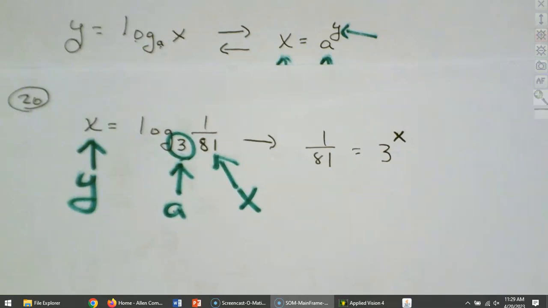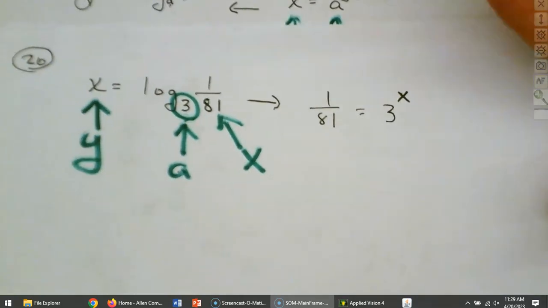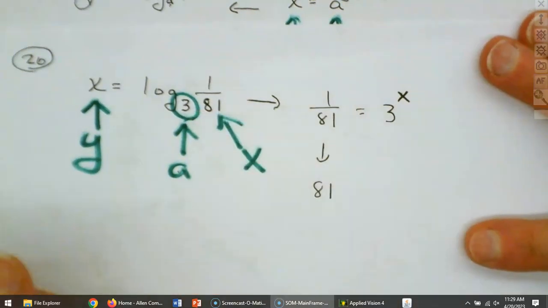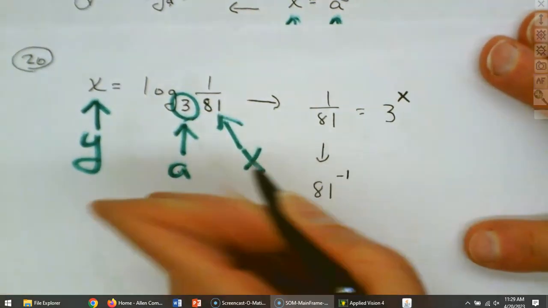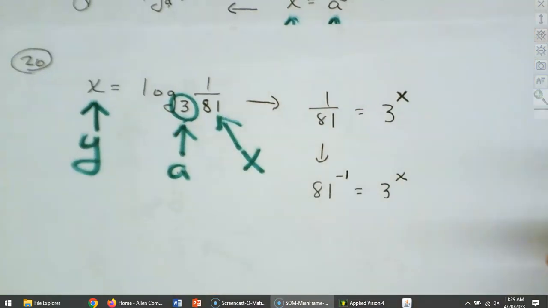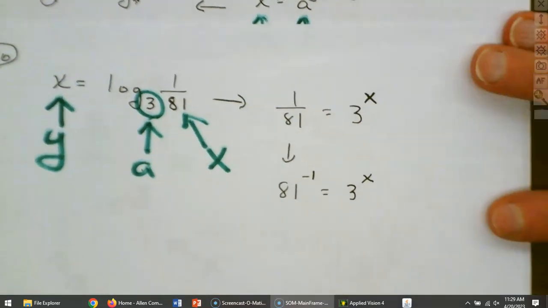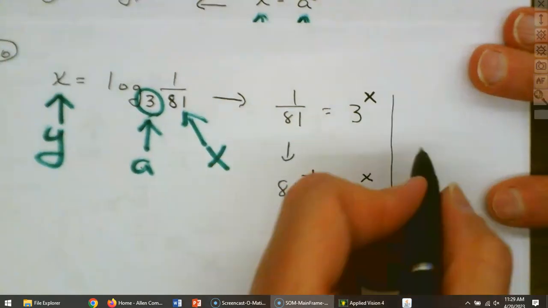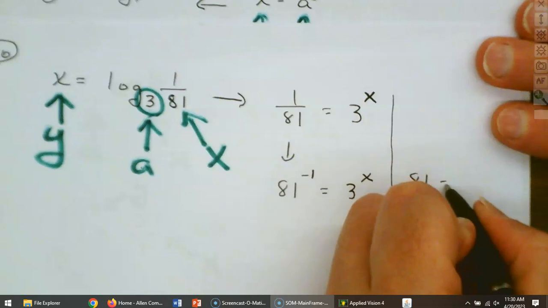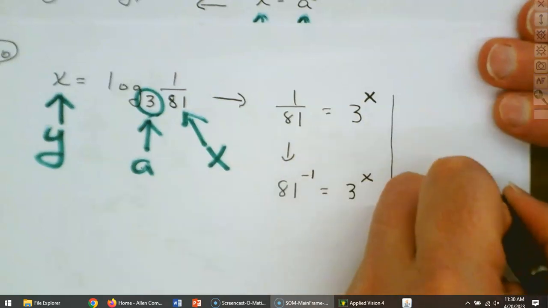It's a fraction, so let's use our negative exponent rule. So we can write this as 81 to the negative first power. And that equals 3 to the x power. Right? We're getting closer. What do we know about 81? Well, we need a base of 3. So 81 equals 3 to what power?